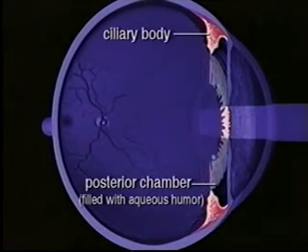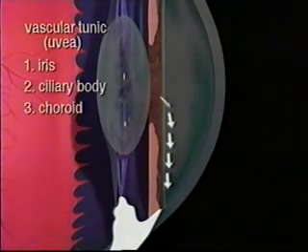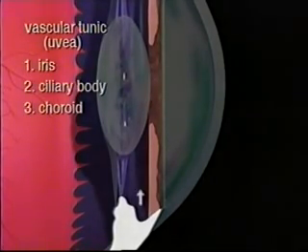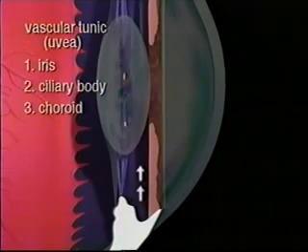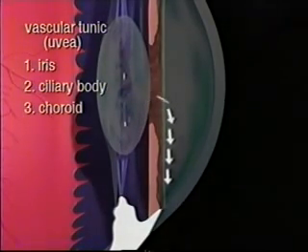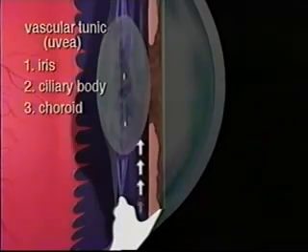The iris attaches to the ciliary body, a thick ring containing smooth muscle tissue of the ciliary muscles. As we will see in a few moments, the ciliary muscles control the focusing power of the lens. The other function of the ciliary body is the production of aqueous humor. The iris and ciliary body are two parts of the middle layer of the eye called the vascular tunic, or the uvea. The third part of the uvea also includes the choroid, a highly vascular and deeply pigmented layer of the eye. The capillary networks in the choroid provide nutrients to all three layers of the eye.